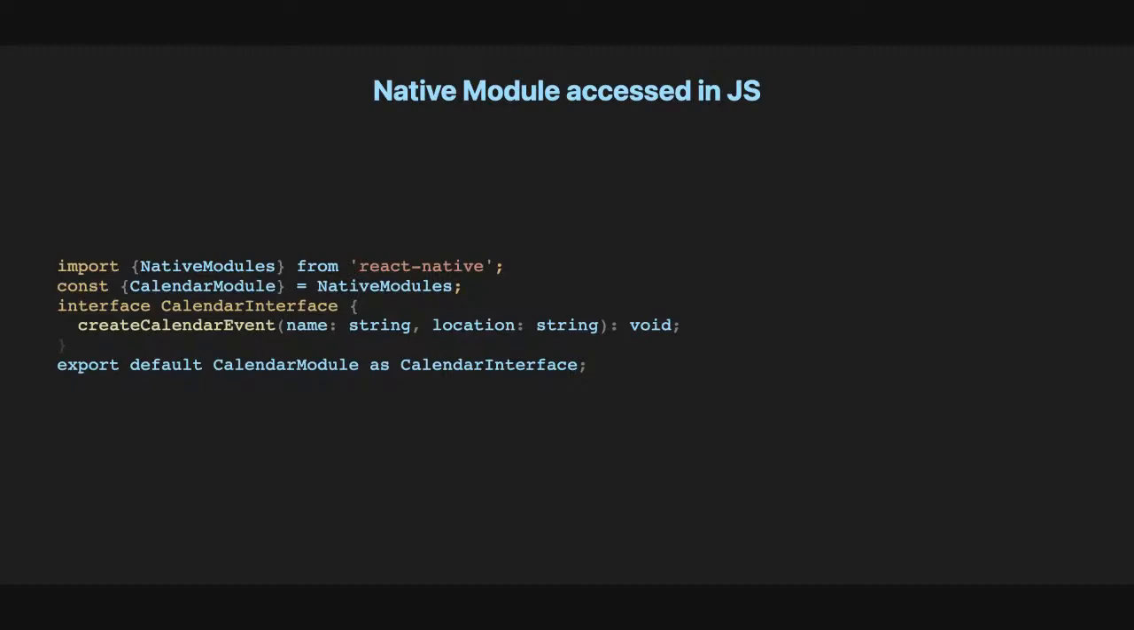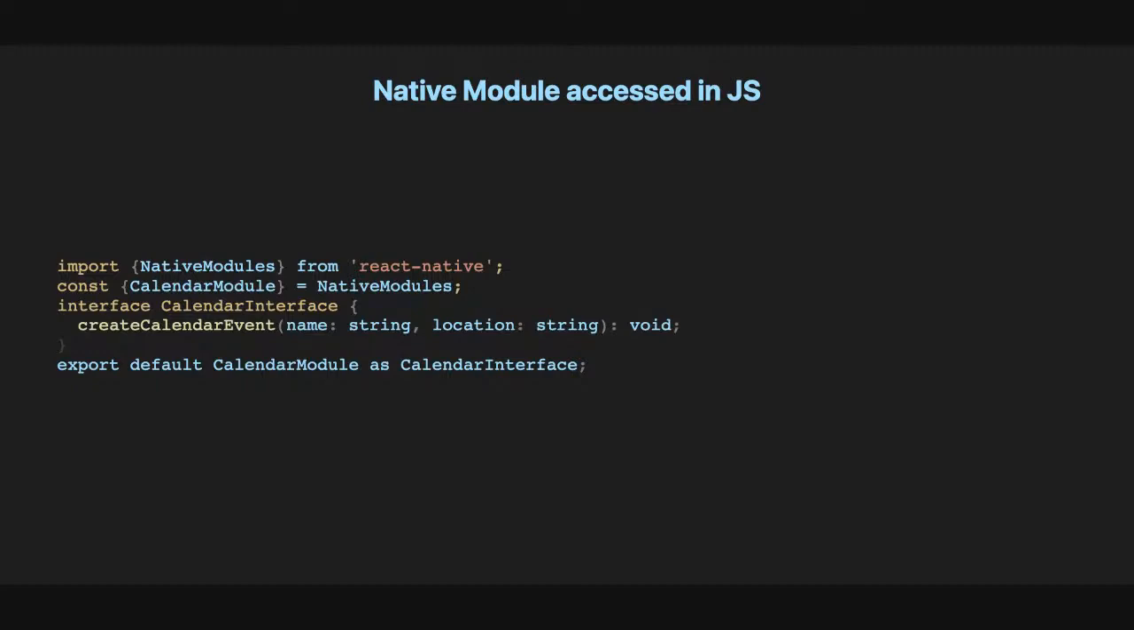Sure. As explained by Sharath, we have to expose the native module's name from the native side, and then we will try to access this module in our JavaScript. So how can we access it? First we have to import NativeModules from React Native, and then we can extract this module name from NativeModules. We have to follow this syntax.